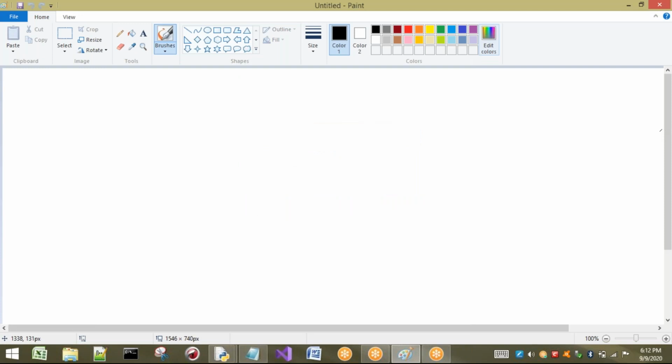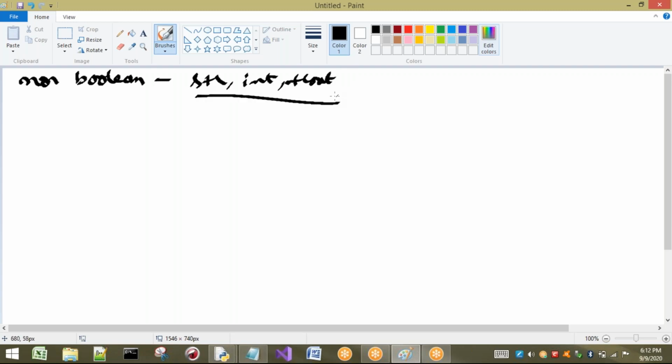Just now we have seen only true or false. I want to discuss non-Boolean also. What is meant by non-Boolean? Generally we consider string, int, float, complex, and so on. Generally we will not use complex. So let us see only these types, because int and float are the same.